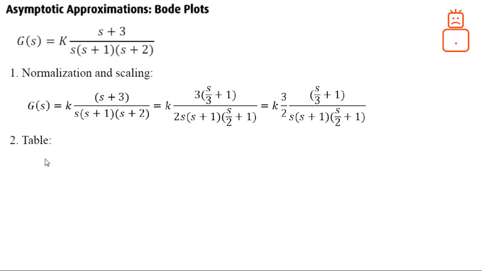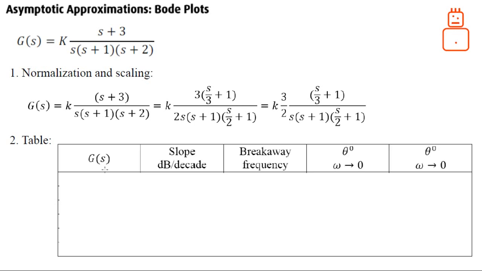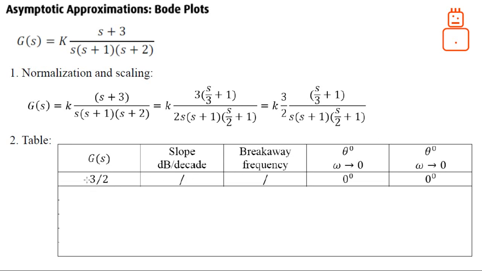The second step is to draw the table. In the table you will consider each part of G of S. You can know the slope, the breakaway frequency, and the phase when the frequency is close to 0 and when the frequency is close to infinity. You can watch the video linked in the description to know how these values are determined.